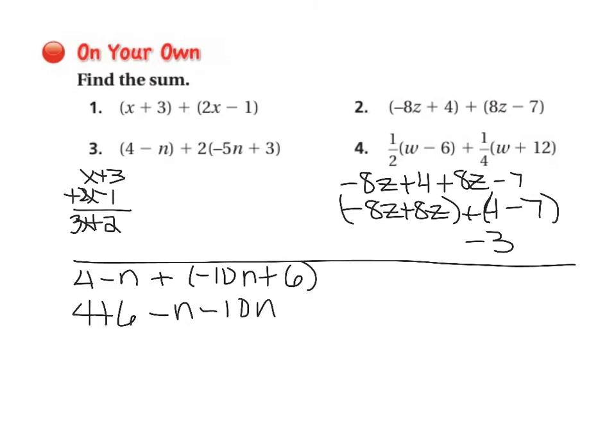So now we can start combining our like terms. 4 plus 6 is 10, and negative n minus 10n is minus 11n.